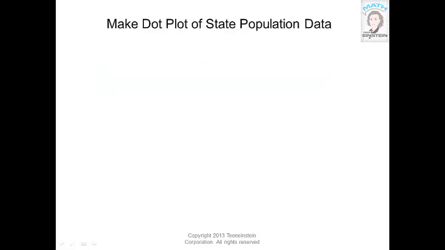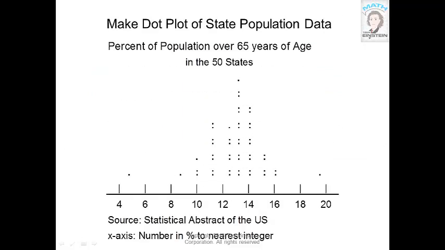Okay, make dot plots of population data: the percentage of the population over 65 years of age in the 50 states of the US. The x-axis is the percentage of people 65 and above in the state. State number 1, state number 2, state number 3. There are 50 states, so there are 50 dots here, 50 counts.